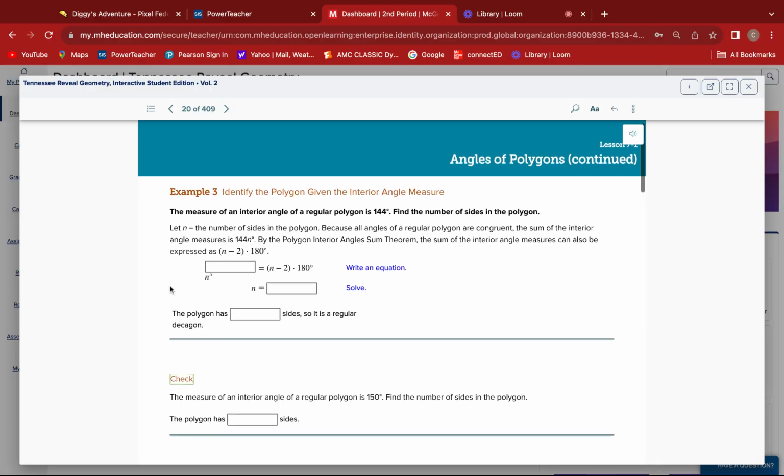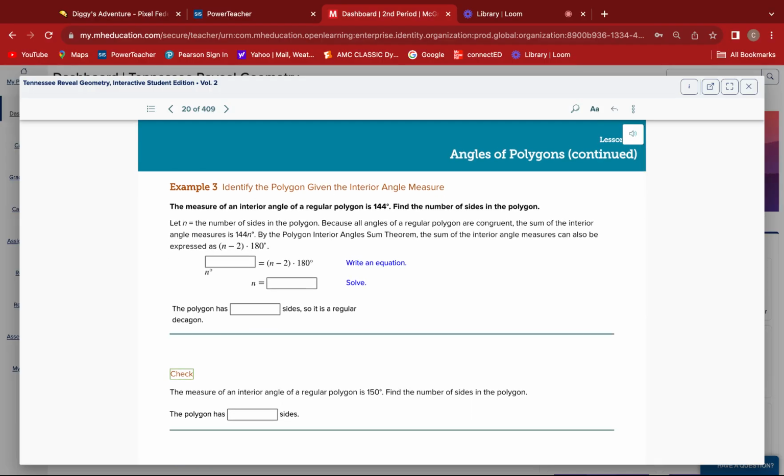All right, example number 3. I'm at the bottom of page 407. Identify the polygon given the interior angle measure. The measure of an interior angle of a regular polygon is 144. Okay, so it doesn't tell us what the polygon is. Find the number of sides. Oh, okay.